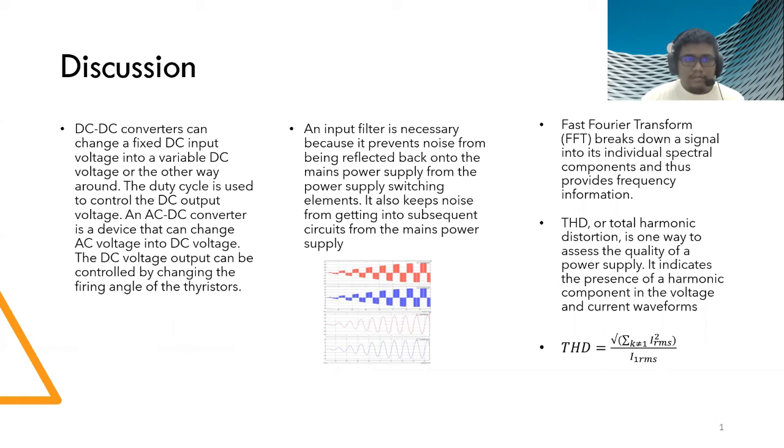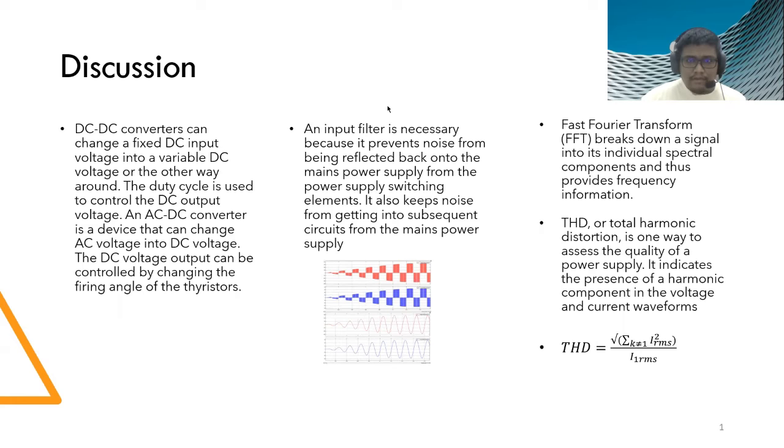So as for the discussion, DC-DC converters, which is what we use mainly in this assignment, DC-DC converter and DC to AC inverter. So DC-DC converters can change a fixed DC input voltage into a variable DC voltage or the other way. The duty cycle is used to control the DC output voltage, while an AC-DC converter is a device that can change AC voltage into DC voltage. The DC voltage output can be controlled by changing the firing angle.